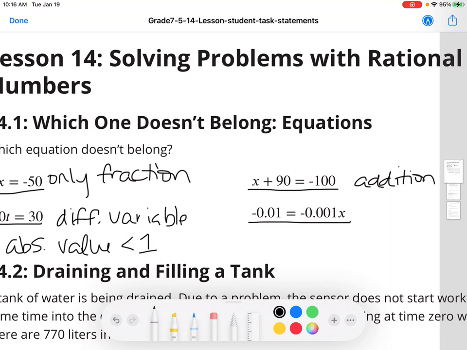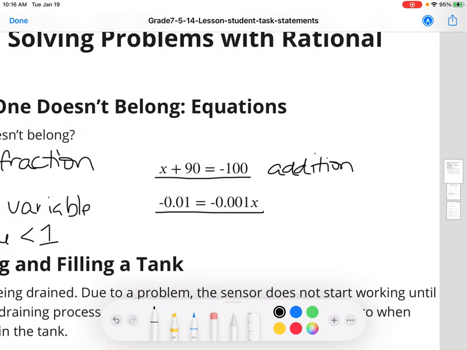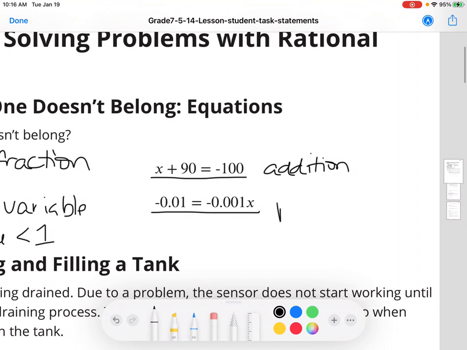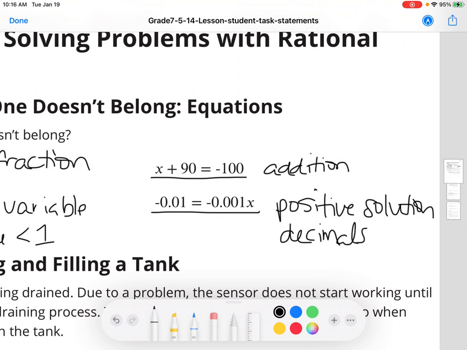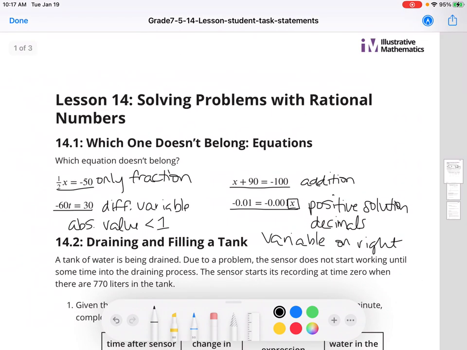And you could also say negative 100th equals negative 1,000th times x is the one that doesn't belong because it's the only one that has a positive solution. You could also say it's the only one with decimals. Also, it's the only one that has the variable on the right side. So there is no right or wrong answer here. There's a reason for each of the 4 equations on why you could say it doesn't belong with the other group.